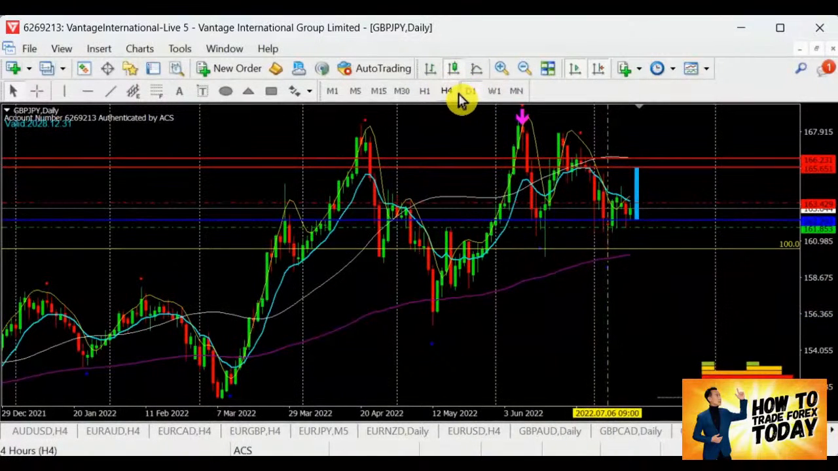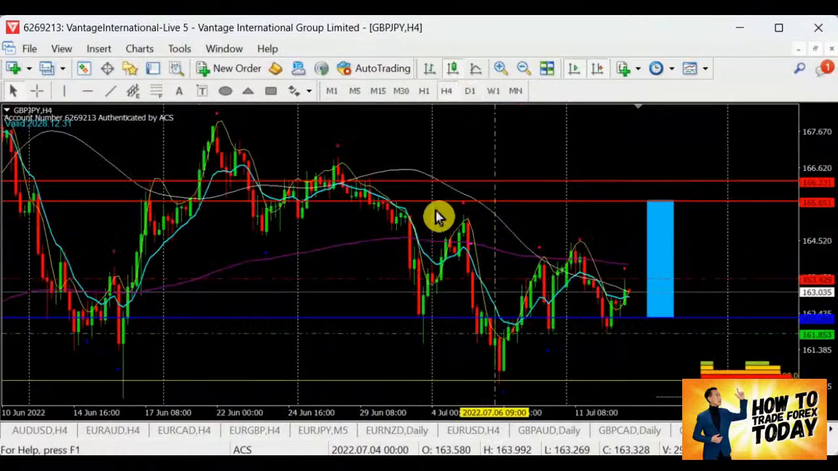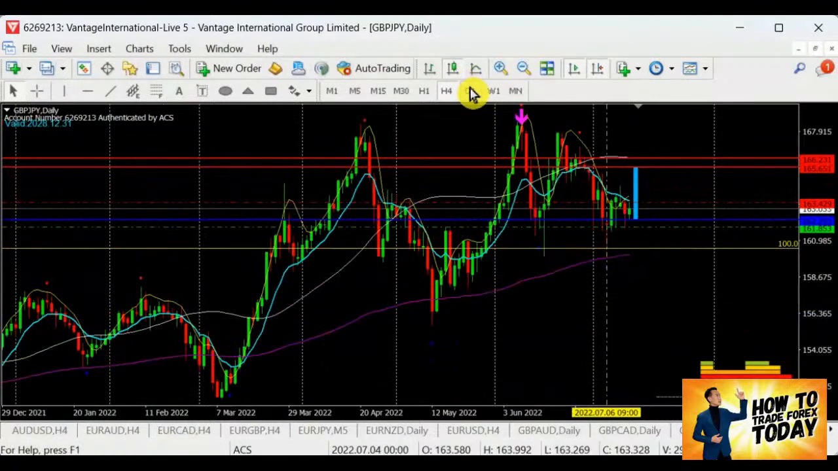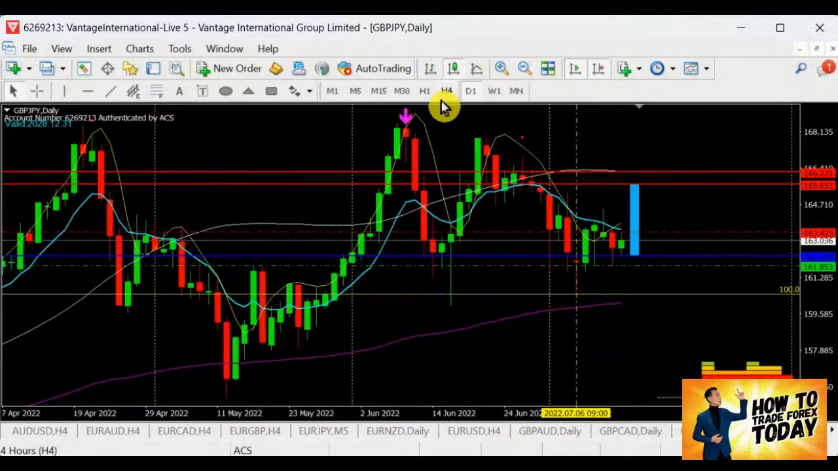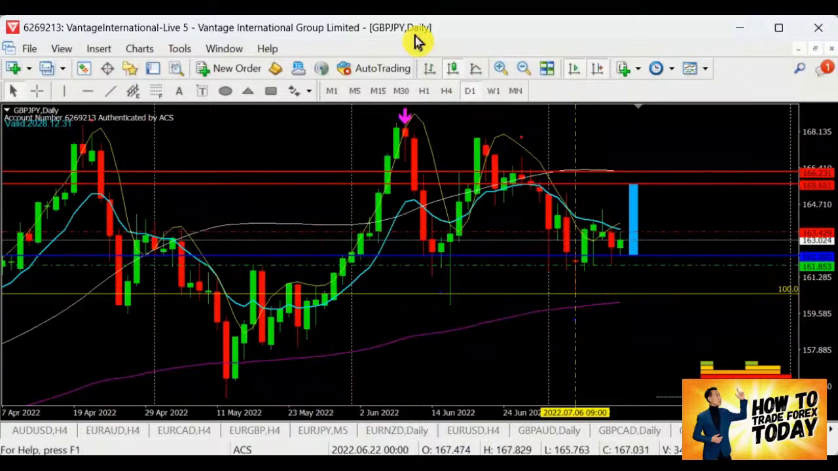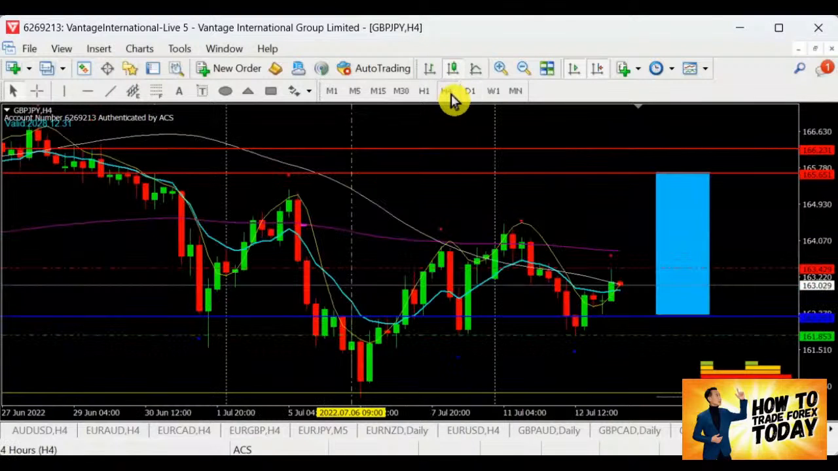Well, pound yen, yesterday we were talking about the support over here, correct? So it hits on the support and actually is still moving back. Once we can see that it's very clear that the pound yen is moving as a retracement today. It's on the buying side. So after hitting on this support over here, we are now looking out for a buy.